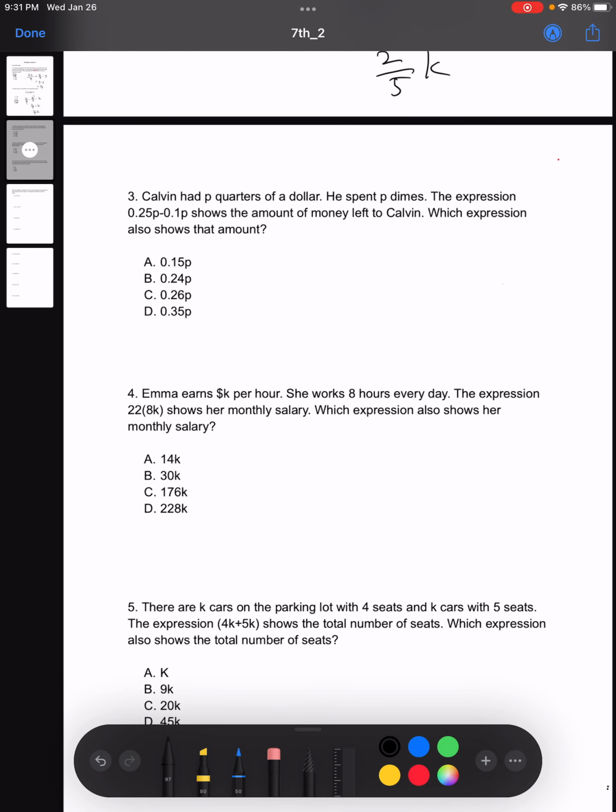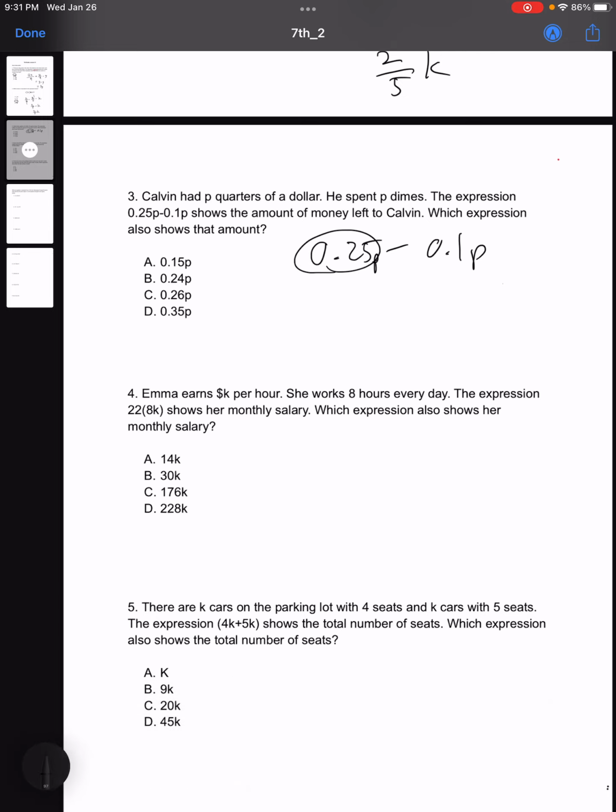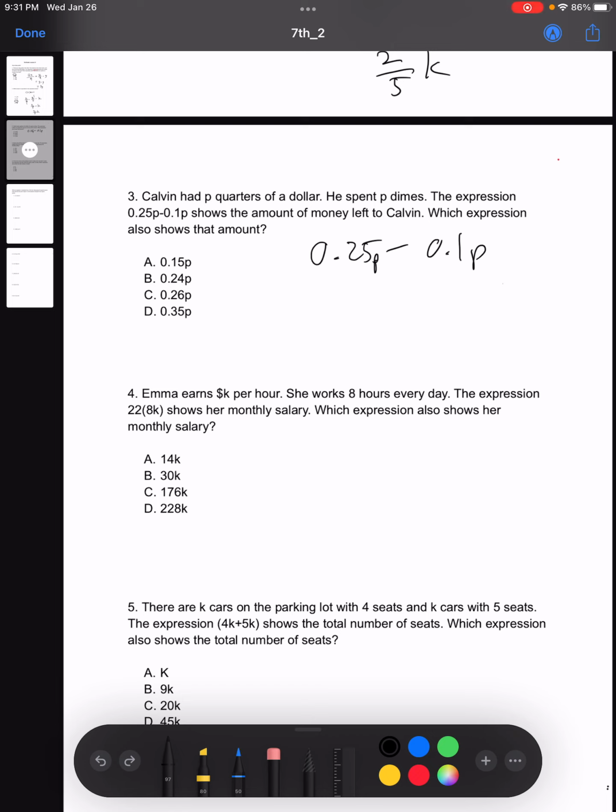For number 3, Calvin had p quarters of a dollar. He spent p dimes. The expression 0.25p minus 0.1p shows the amount of money left to Calvin. Which expression also shows that amount? Again, we have another algebraic expression. And whenever you have the same variable, we can combine these two terms together and basically just perform this as a simple subtraction problem. So let me explain.